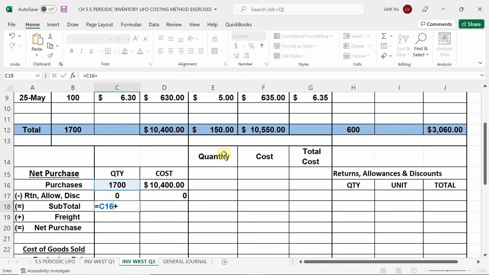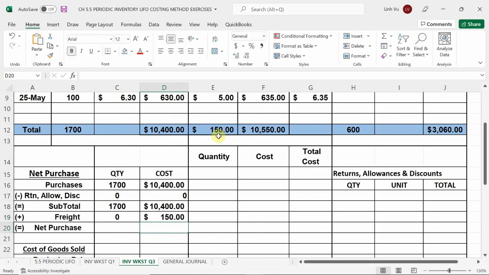So therefore, that should keep us at the same amount, right? Because we're subtracting 0. Okay. Freight adds nothing to quantity, but it does add to cost. So here, 150 is going to be my freight. We're going to add up our totals here to get to 10,550. Okay. And then let's see what happened next here.